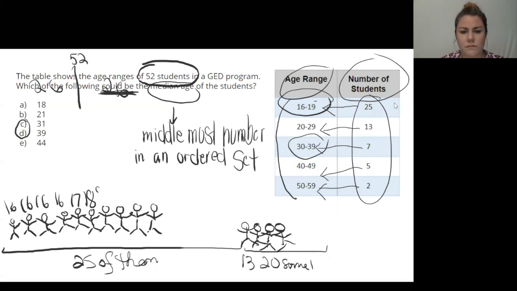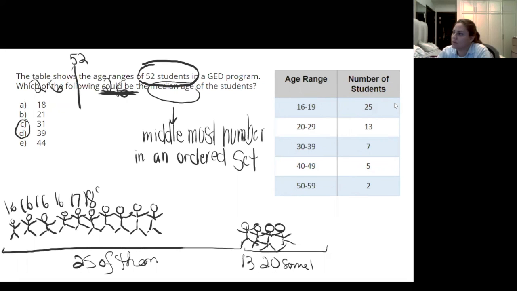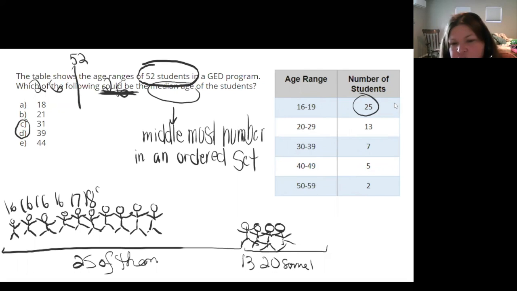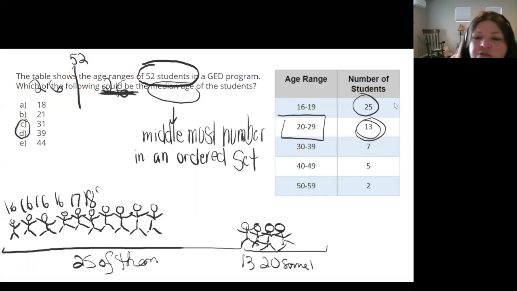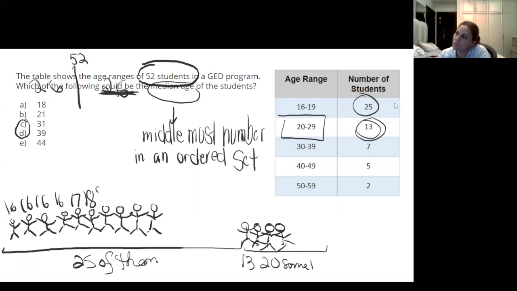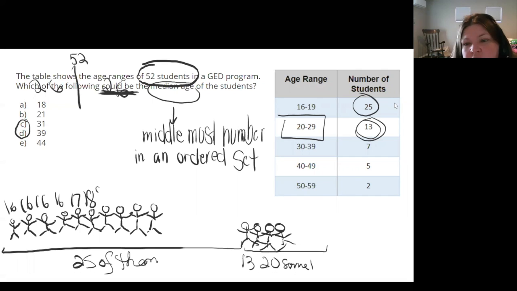So you don't have to write out every single student and their age range. All you have to find is the 26th student. Where would the 26th student fall? Between 20 and 29. Bingo. The first 25 students were all teenagers. Guess what? The 26th, 27th students are going to be in this group, the 20 to 29-year-olds. I don't have to draw out all 25 of them and label them 16 to 19 to know they ain't the middle. It's the next couple of students, those in the 20 to 29 range, who are going to be the 26th, 27th students in the center.